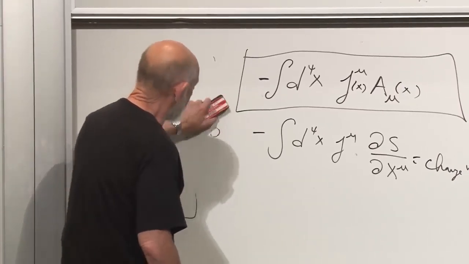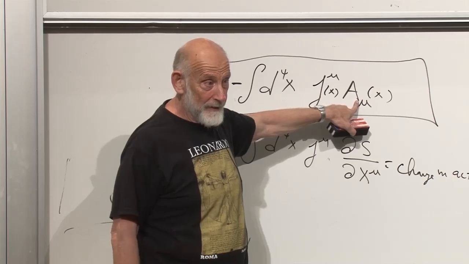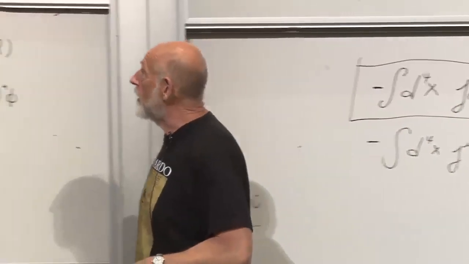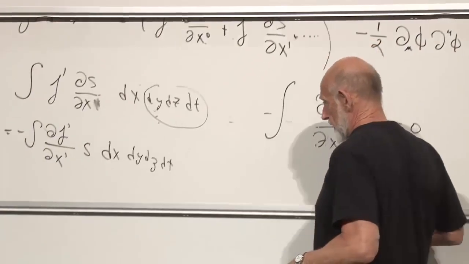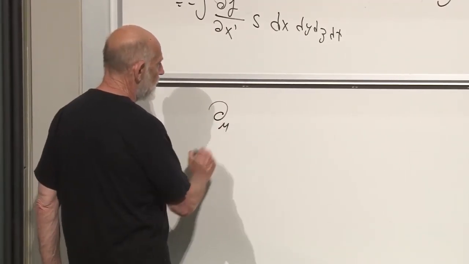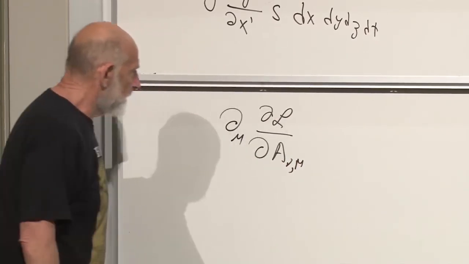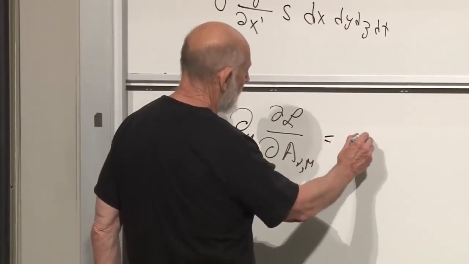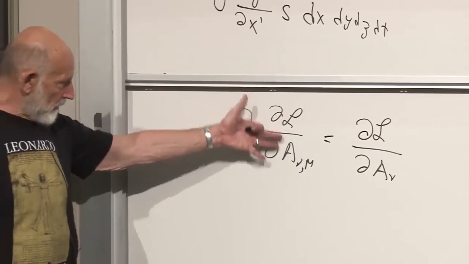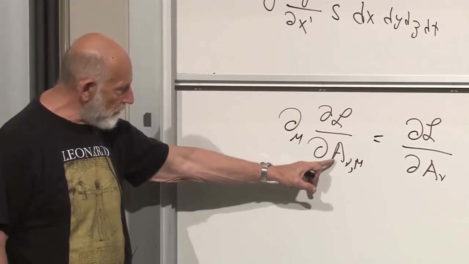Now, what does this do to the equations of motion? Well, we haven't added anything that involves a derivative of A. We've just added something that involves A itself. Where are our Euler-Lagrange equations? All right. So our Euler-Lagrange equations have a left-hand side, d mu of partial of L with respect to partial mu A nu, and the right-hand side is partial of L with respect to A nu. Term by term, component by component, we write down the Euler-Lagrange equation for each component of the field A.